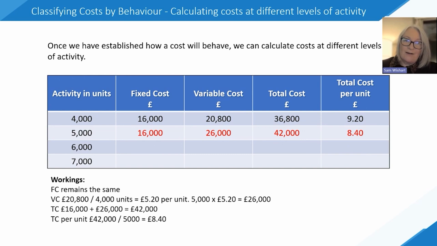Thank you. I can see you're all there ahead of me. Perfect. Okay, once we know our fixed and variable costs, we can add them together to arrive at our total cost. And our total cost per unit will be established by dividing our total cost by the number of units produced. So £42,000 divided by 5,000 units gives us a cost per unit of £8.40.